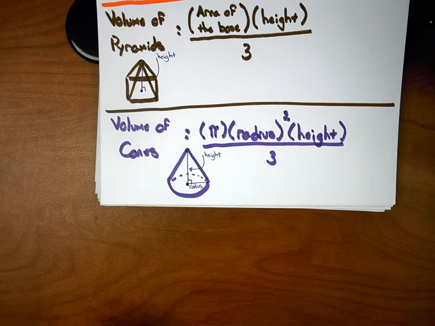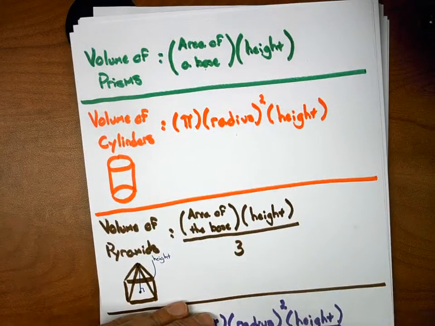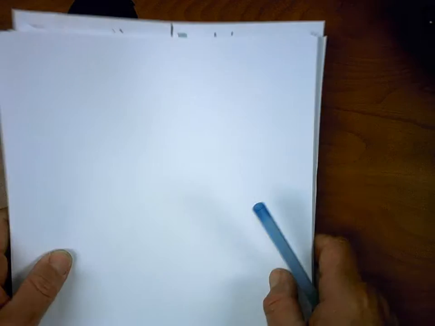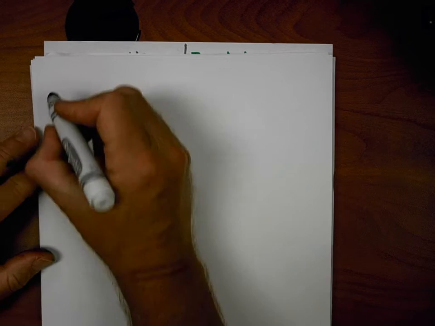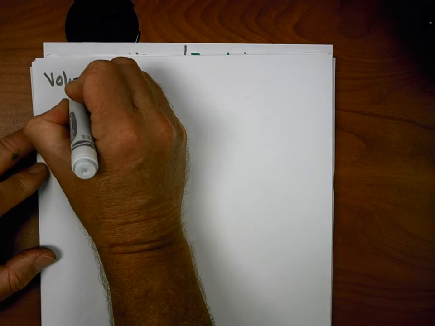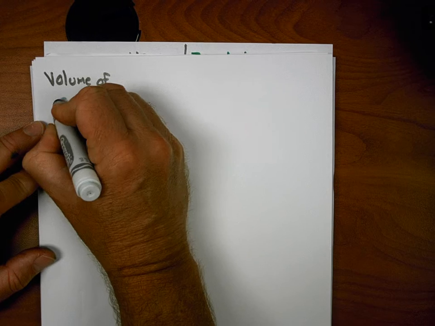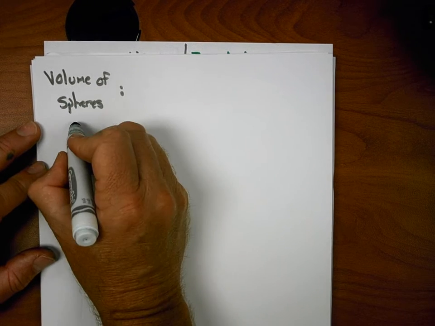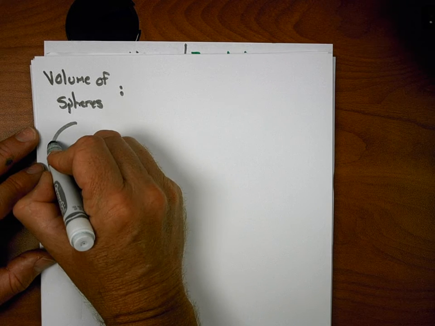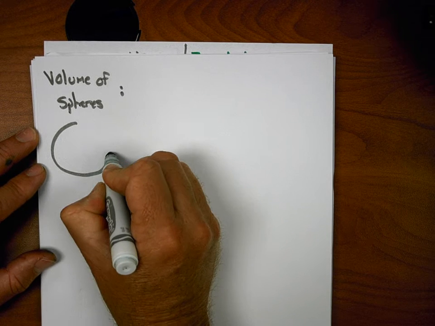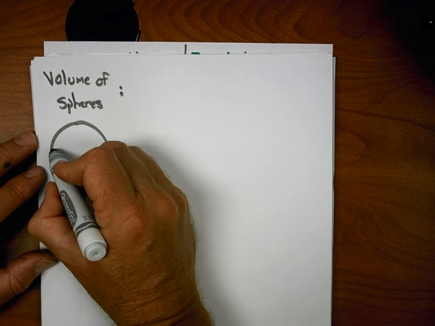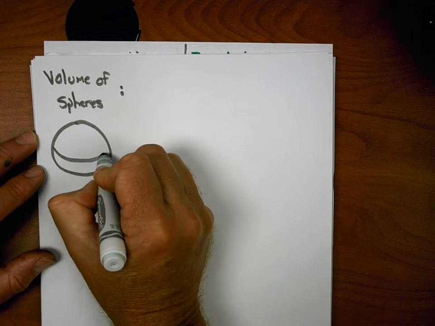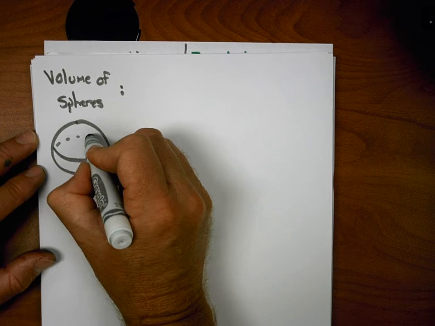All right? Okay, last shape that I'm going to give you the formula for would be a sphere. Okay, volume of spheres. And a sphere is a ball. It's not a circle, it's a ball. Like a water polo ball, or a baseball, or a basketball. So this is how we draw a sphere. It's a solid shape. There we go.